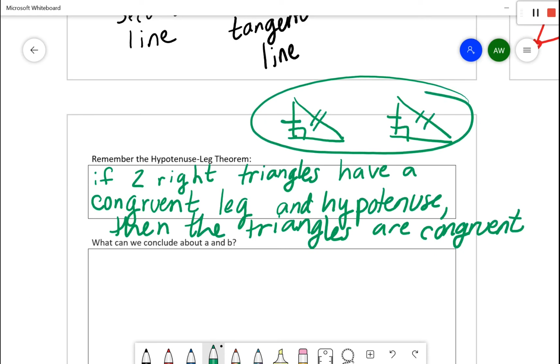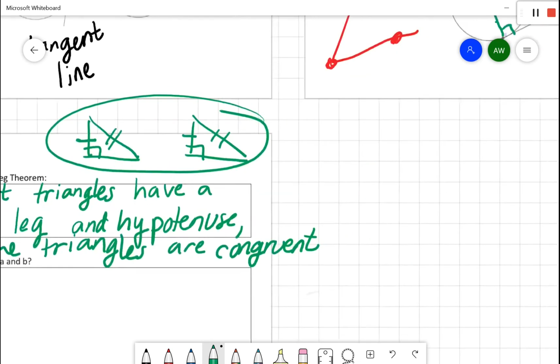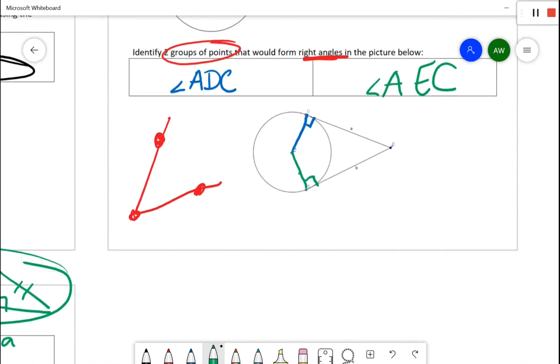Now this next question, what can we conclude about A and B? That's referring back to the previous picture. So let's look at that picture and see what exactly is A and B. Okay, so A is this segment right here, so segment DC, and B is this segment here, segment CE. So they're saying there's something we can conclude about these two segments, segment DC and EC.